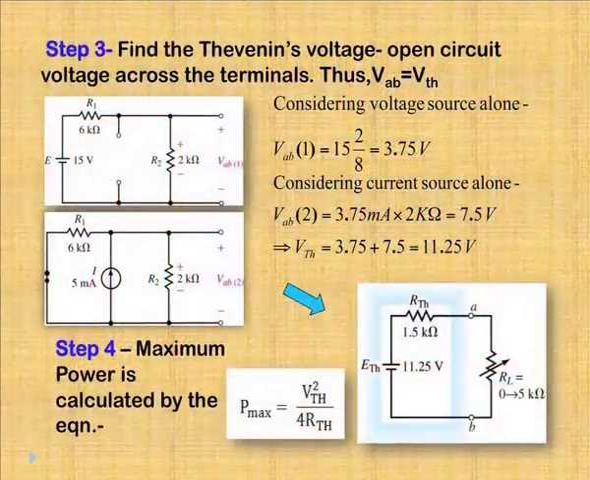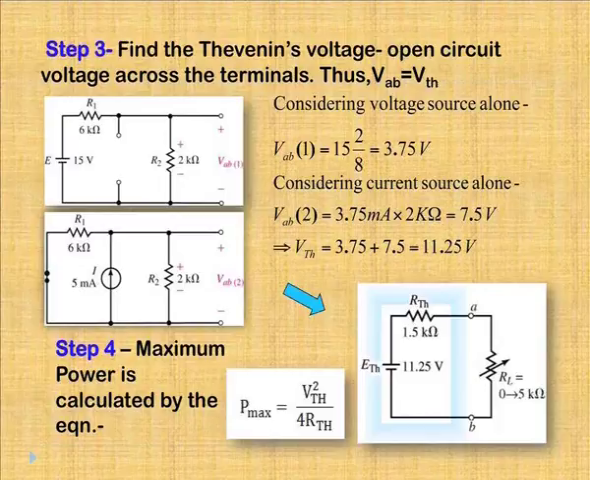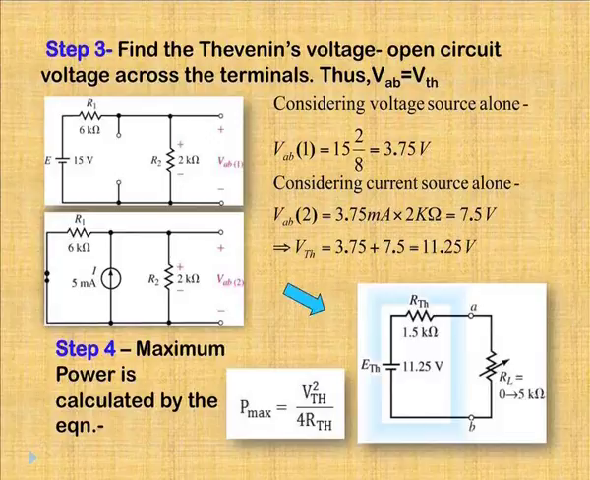Next, we have to find the Thevenin equivalent voltage. Here we can see that we have two sources, so we can use the superposition theorem. First of all we will consider the voltage source alone, and we will find the voltage across the terminal AB. So, first we find VAB1 due to the voltage source, and we can find it directly by the voltage division law, and we get 3.75 volt.